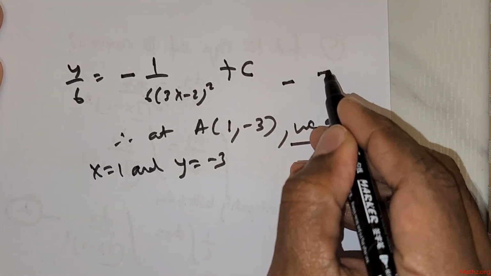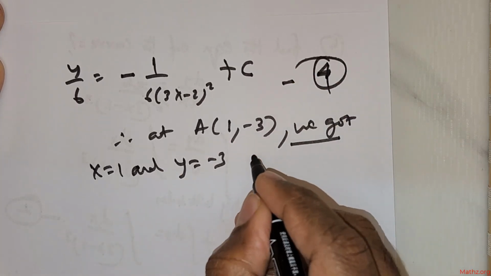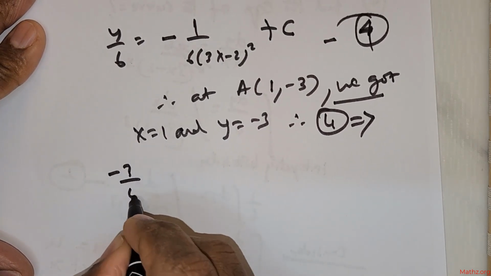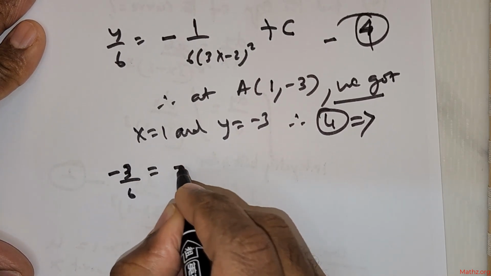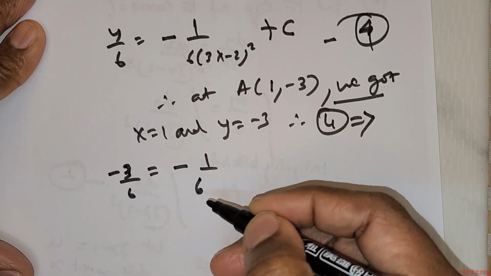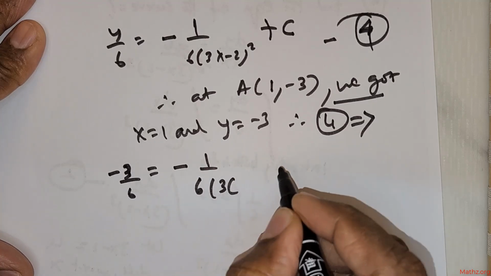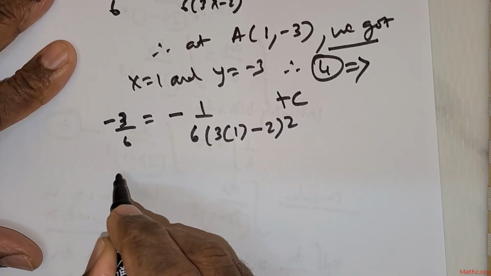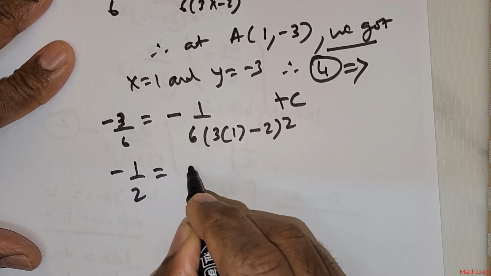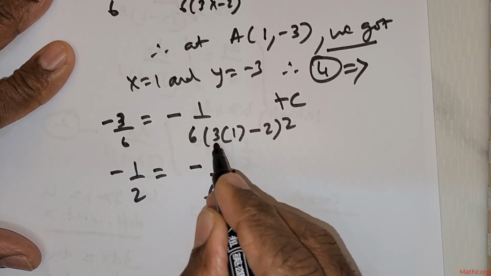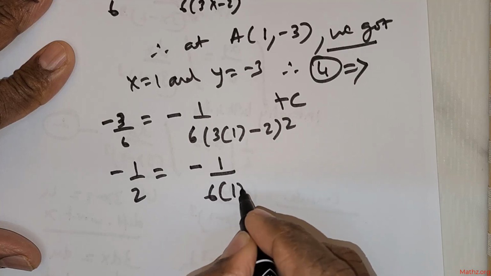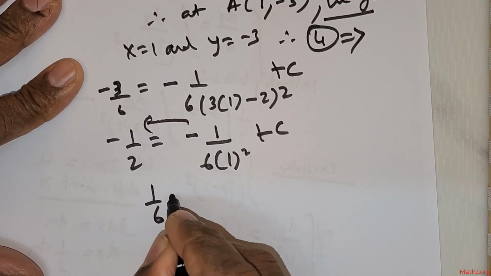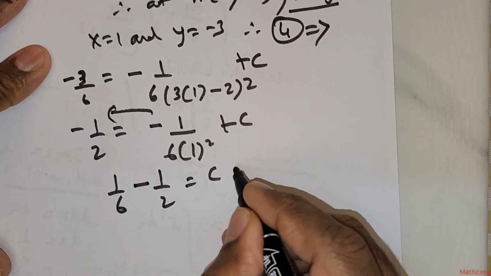If I were to take this as say sum 4 or sum 3, therefore 4 is rewritten as negative 3 over 6 is equal to negative 1 over 6 times (3 times x, which is 1, minus 2) raised to the power of 2 plus c. This is negative 1 over 2 is equal to negative 1 over 6 times (3 minus 2). It's going to be 1. So 1 squared plus c. Push this to the other end. So you get 1 over 6 minus 1 over 2 is equal to c.